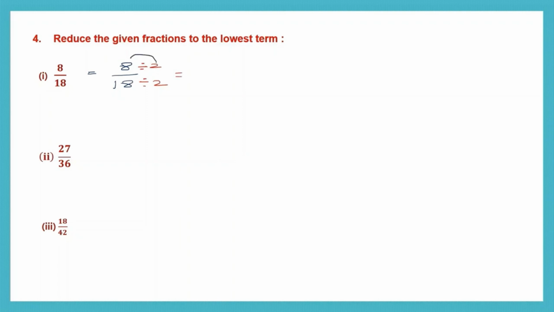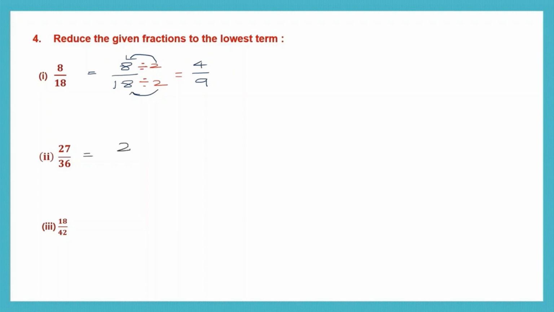2 into what is 8? 2 4s are 8 and 2 9s are 18. We get 4 by 9. Now look at 4 by 9 and see whether you can still reduce it further. Is there a common factor that can divide both 4 and 9? No, only 1 can divide both 4 and 9 and you'll get back the same thing. So 4 by 9 is our final answer, which has been reduced to the lowest term.